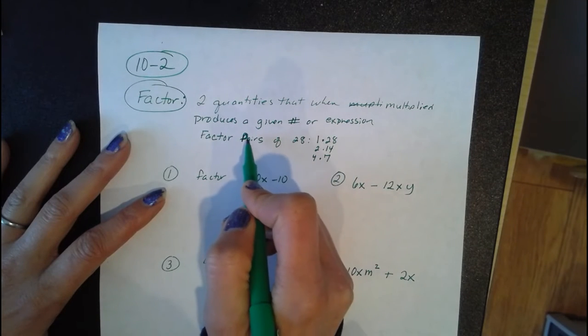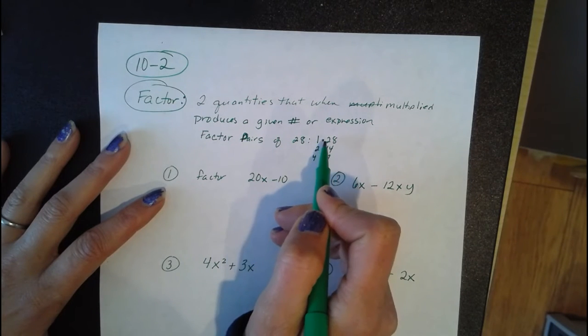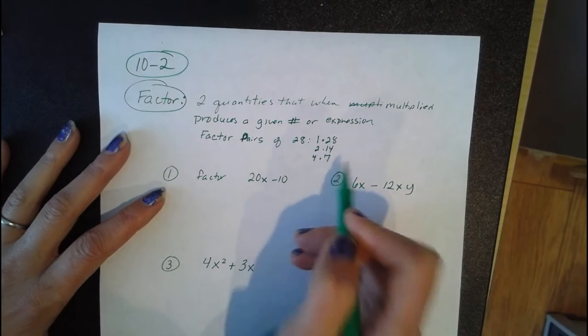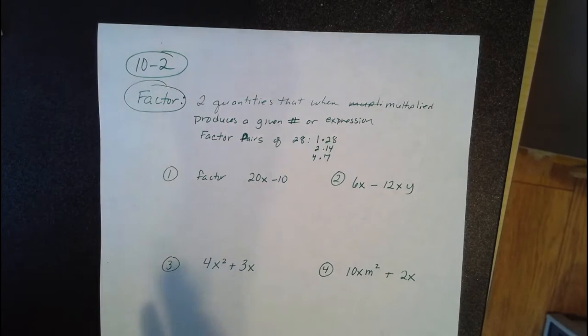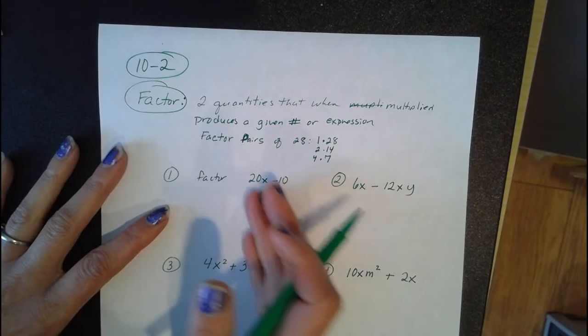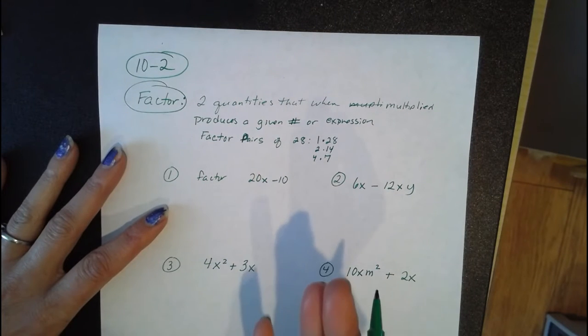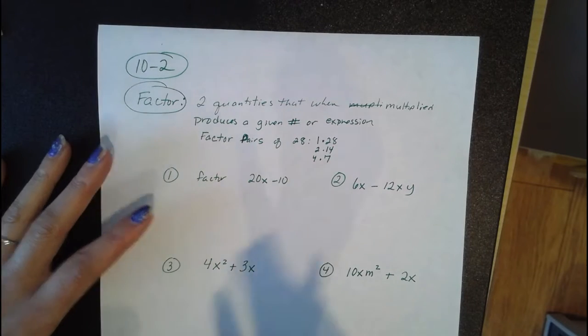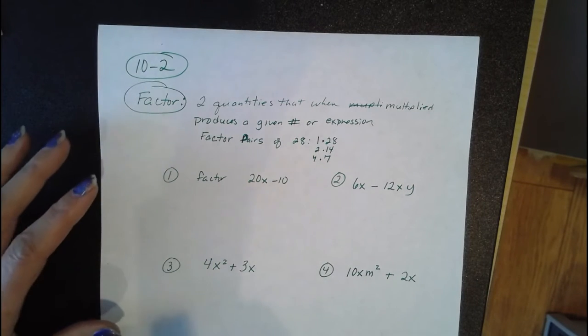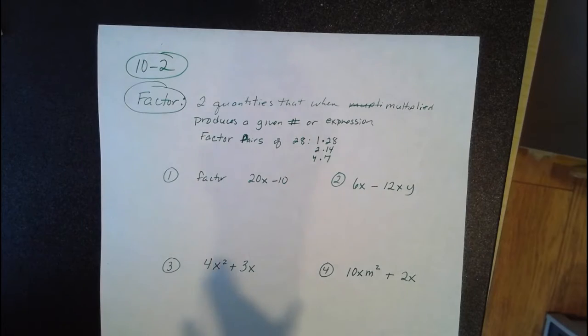So the factor pairs of 28, we could say are 1 and 28, 2 and 14, 4 and 7. You did that a long time ago. What we're going to be doing now is factoring expressions. This is something that's introduced in the 7th grade. I usually skip it with Math 7, and then it's spent much more time on in Math 8 and Algebra 1. So you will see it again.